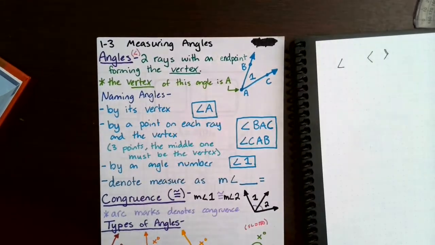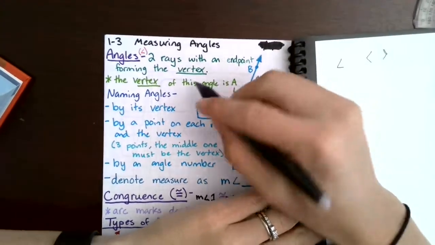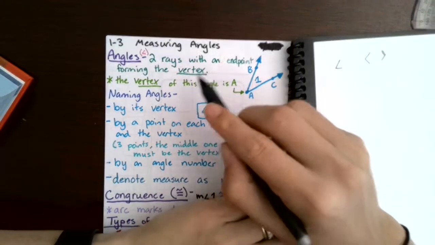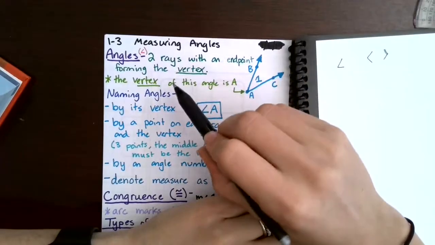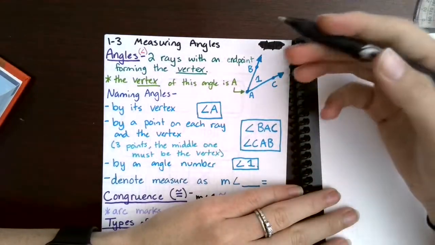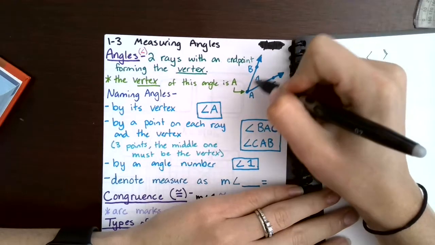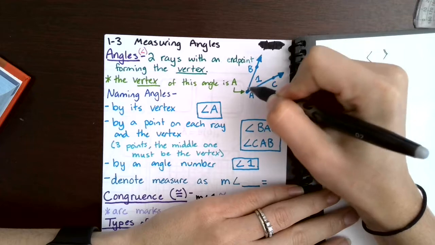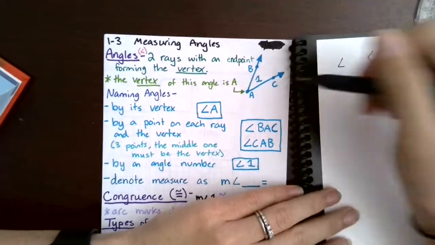And an angle is two rays with an endpoint forming the vertex. Now this is a key term for angles. It's the vertex. It's the pointy part of the angle. But when there's multiple, we call them vertices. But the vertex is very important to understand. It is the pointy part of the angle, the part where the two rays come together to actually form this angle. So the vertex on this angle is point A right there, okay?